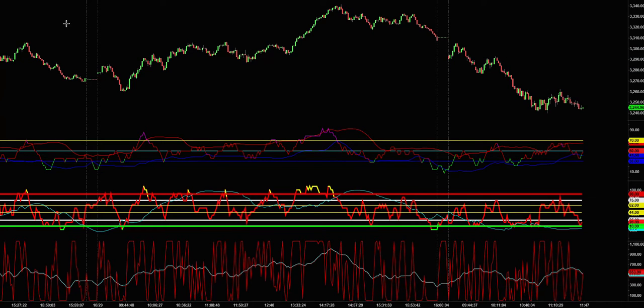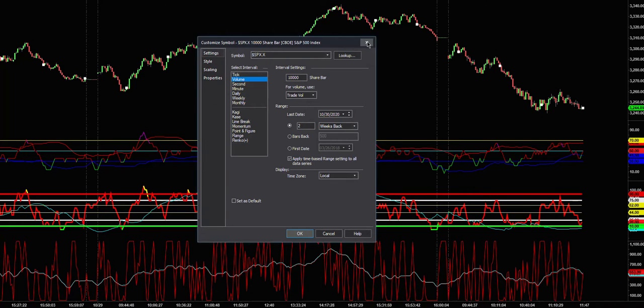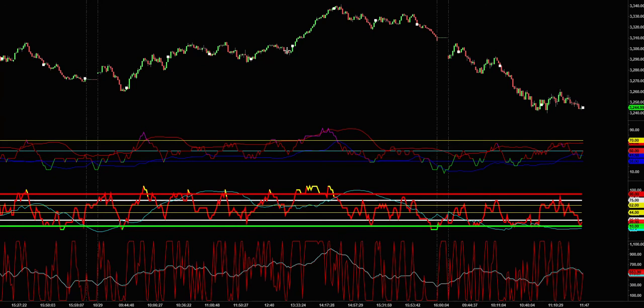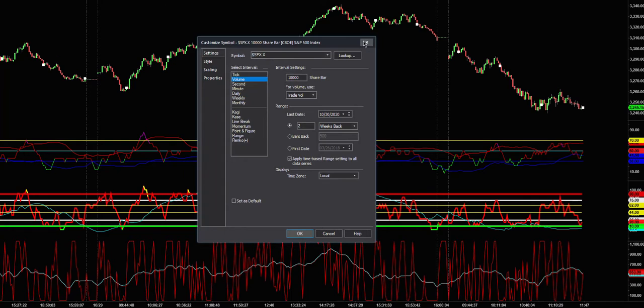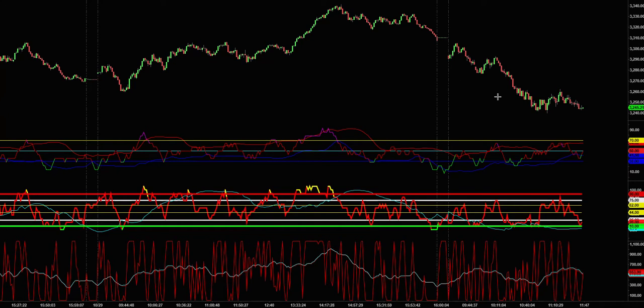This is SPX chart and it is running on a specific volume, which I'm using is 10,000 shares per bar, just to harmonize the chart with some indicators here properly. There's no restriction of that, but just to see how the volume is playing out.